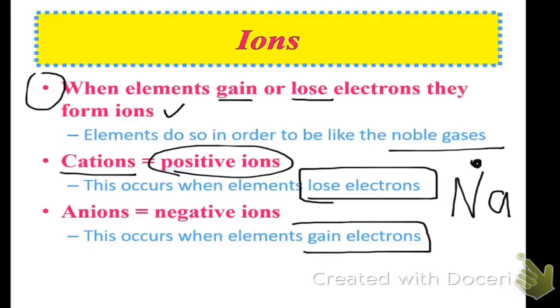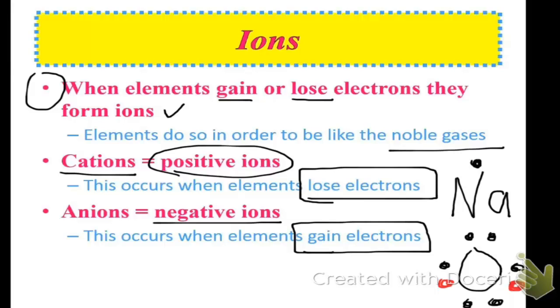Anions gain electrons to become negative ions. For example, oxygen normally has 6 valence electrons. So what it might do is go and gain 2 more, and look, now it has a full 8, a full octet. So it would be happy just gaining those 2.